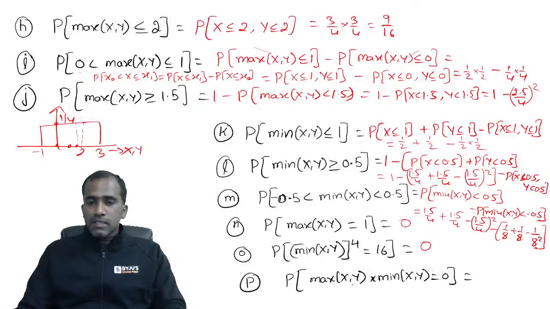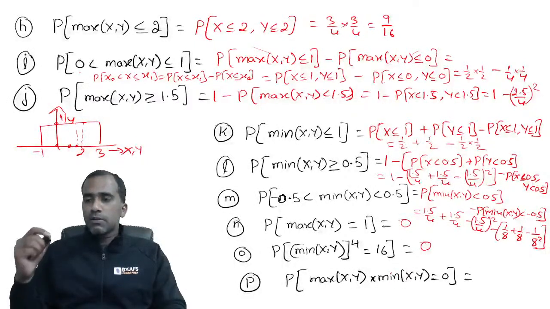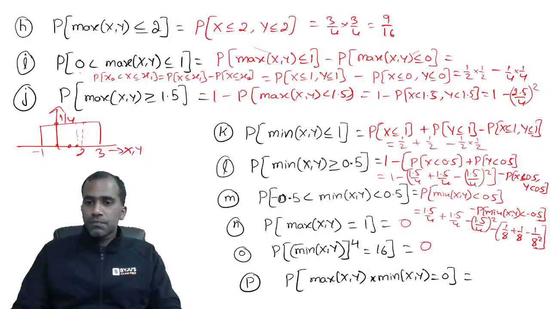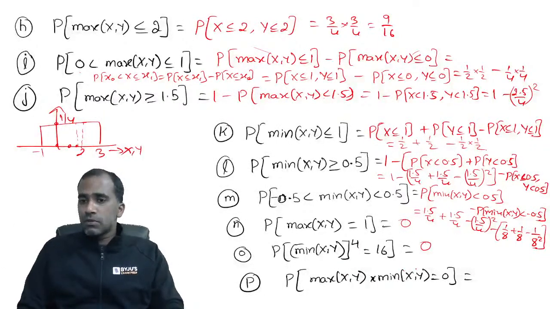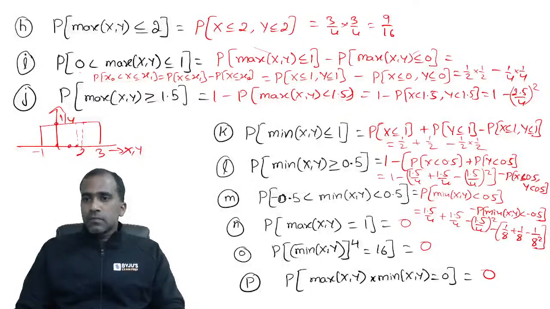And next, how about the maximum and minimum product being equal to 0? If you want this product to be 0, one of them should be 0. What is the probability that this becomes 0? With 0 probability only this becomes 0, because the probability of a random variable taking a particular value is 0. So the probability that this becomes 0 is also 0. The probability that this becomes 0 is also 0. The combined product becoming 0 means addition of the probabilities of these two becoming 0, which is also 0. Okay, I hope it is clear till this point.